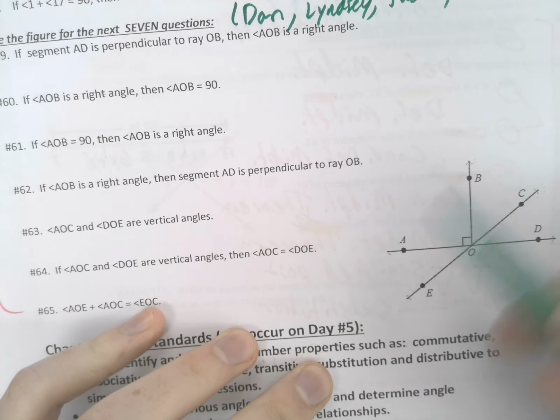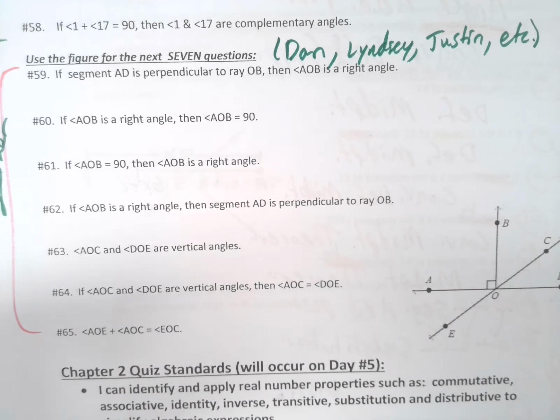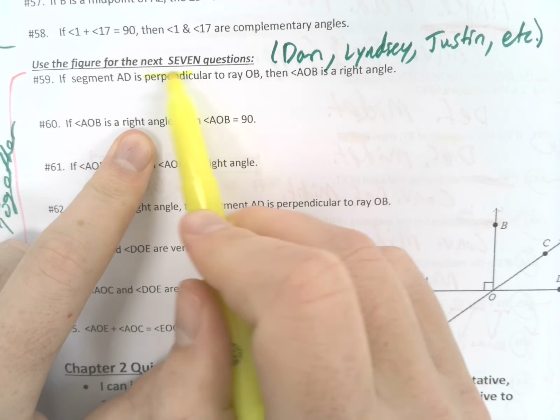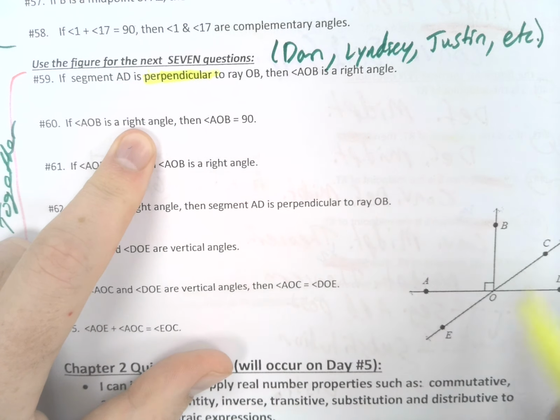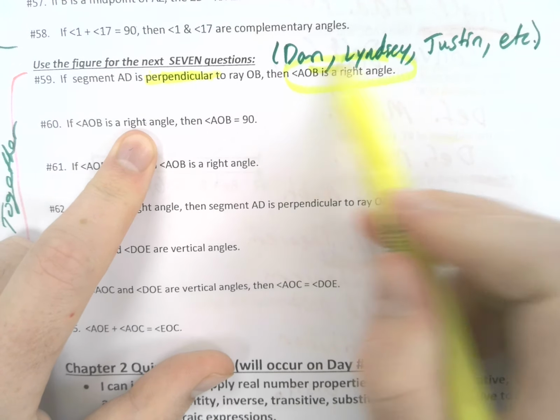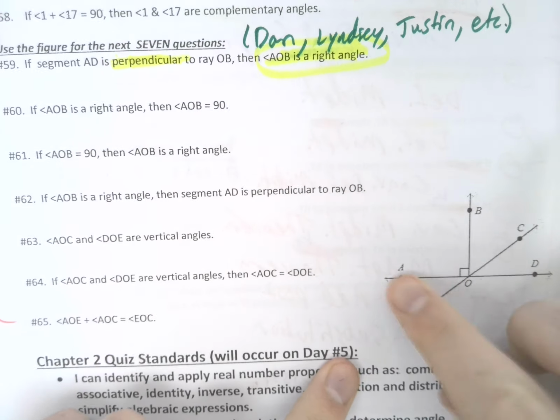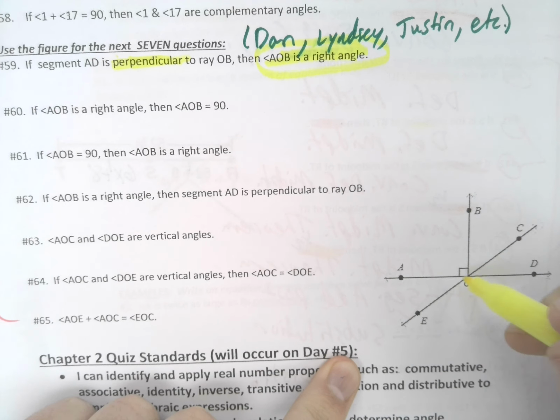So we're going to be using this piece down here. And let's just get started, guys. Because again, I don't want to take up too much of your time. If segment AD is perpendicular to ray OB, then we've got a right angle. AOB is going to be a right angle. We see that right here.